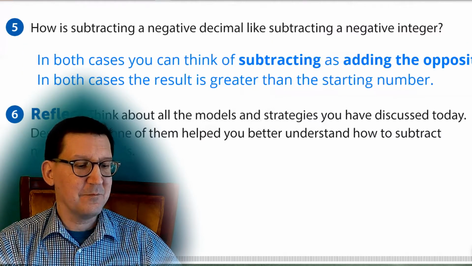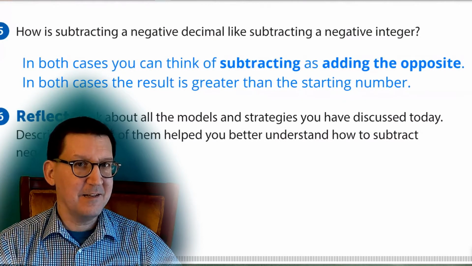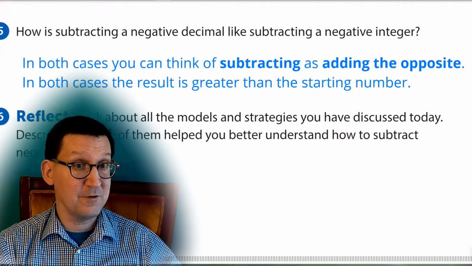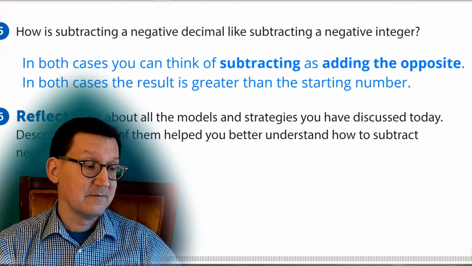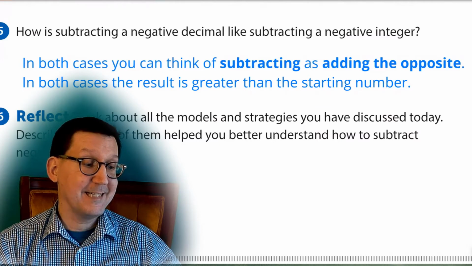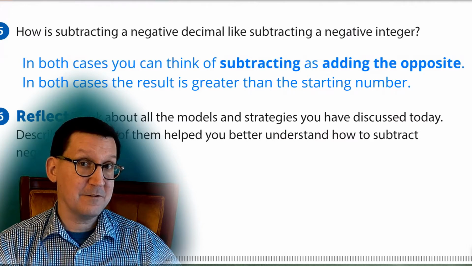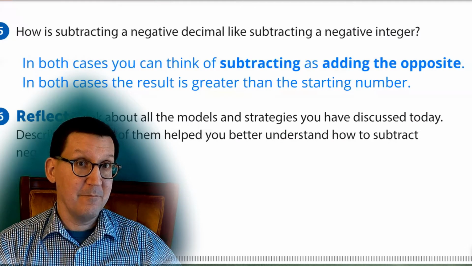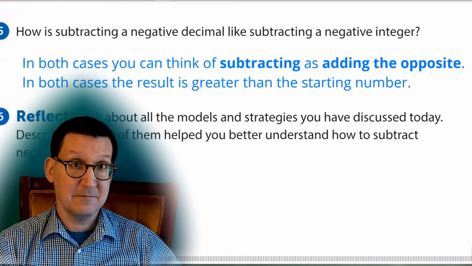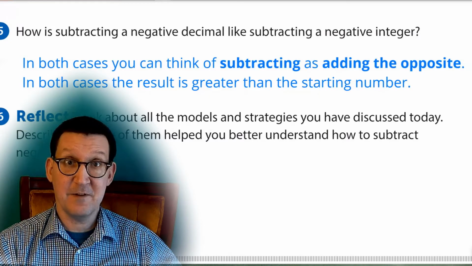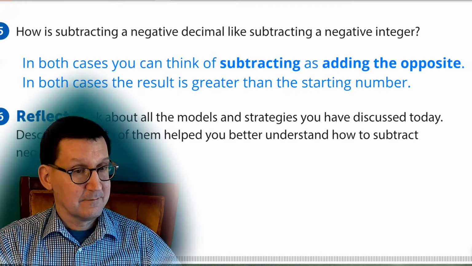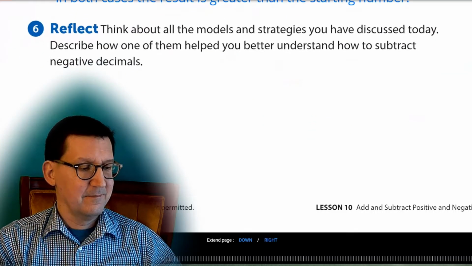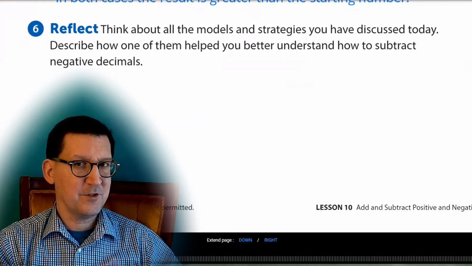In both cases, you're subtracting like you're adding the opposite. And in both cases, the answer that you get is greater than the number you start off with. Right? Because subtracting a negative is like adding a positive. So 5 minus a negative 5 would be 10, because it's 5 plus 5. And the reflection, of course, as always, we'll keep the reflection just for you.